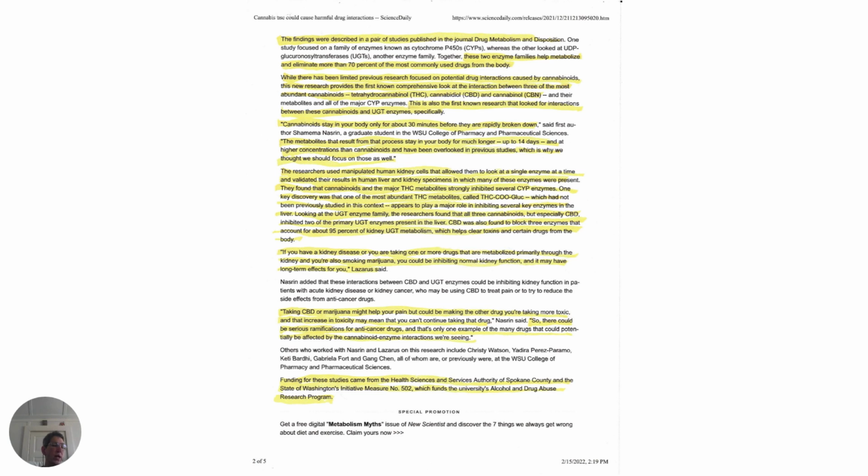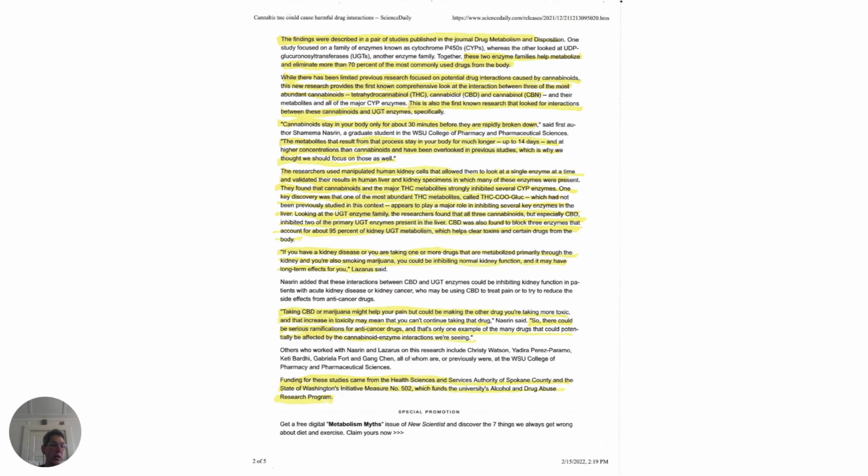new research provides the first known comprehensive look at the interaction between three of the most abundant cannabinoids. And we have THC, CBD, and CBN, and their metabolites and all of the major CYP enzymes. This is also the first known research that looked for interactions between these cannabinoids and UGT enzymes specifically. Right here.